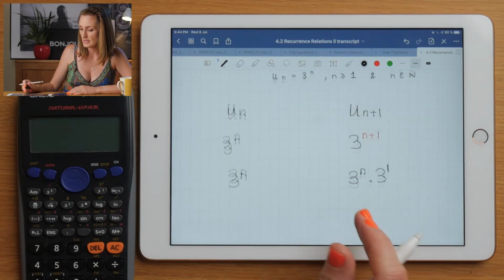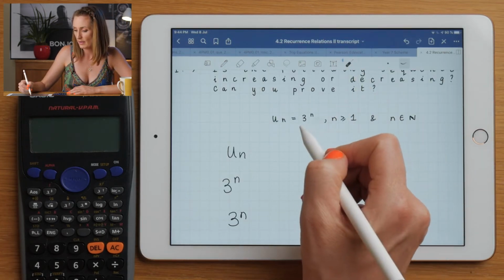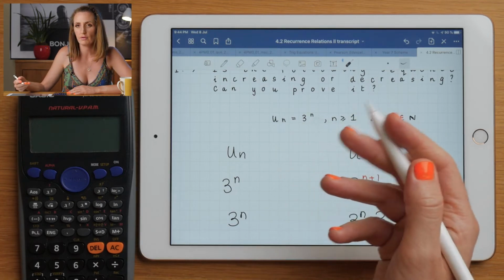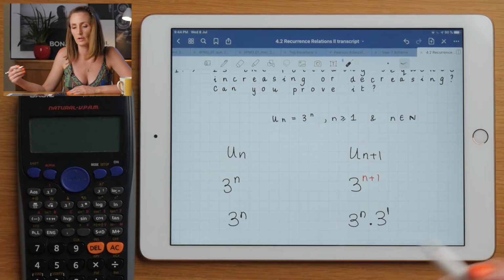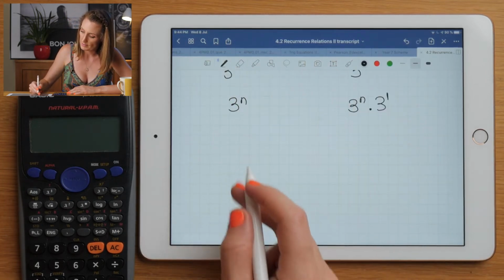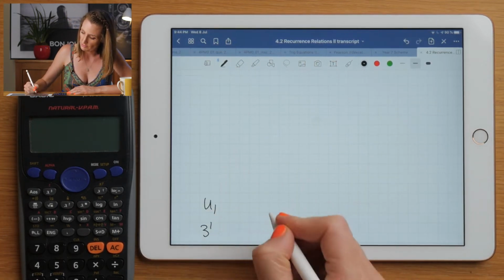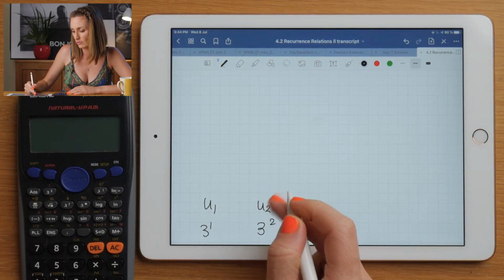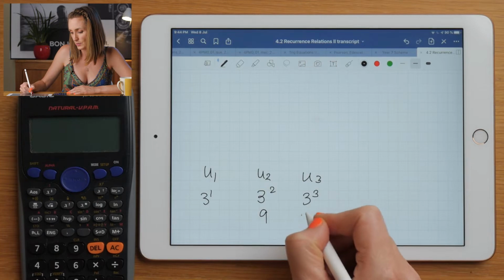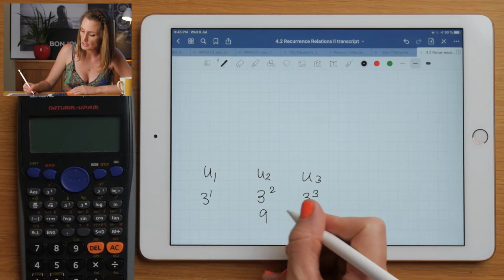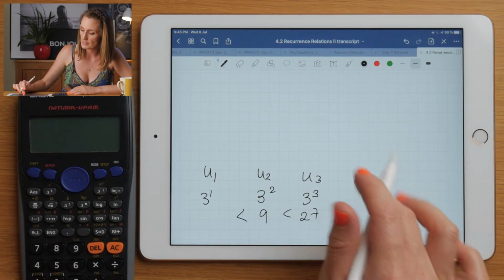Now, in this sequence, it makes sense that if you're always having a power of 3, the sequence should be increasing for n, if n is a whole number bigger than or equal to 1. Because the first one would be 3 to the 1. The second one would be 3 to the 2, which would be 9. The next one will be 3 to the 3, which is 27. And you can see that each term is bigger than the previous term.